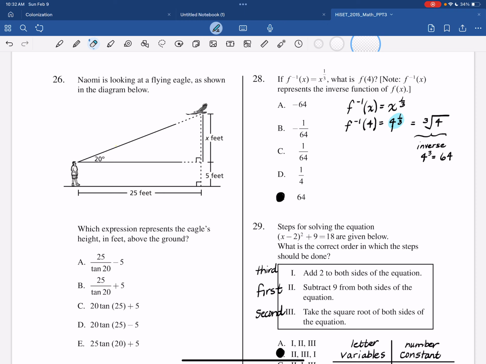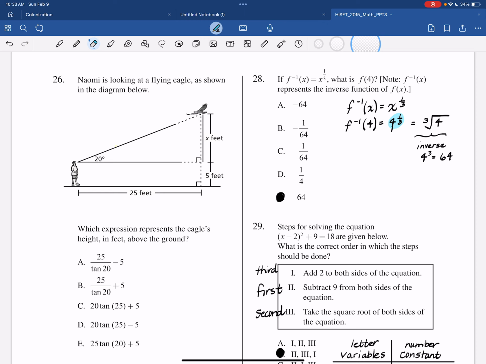And today is February 9, 2025. So if you're watching this in current time, you don't have to worry about this one for high set. For those of you who are familiar with trigonometry, let's work this problem.